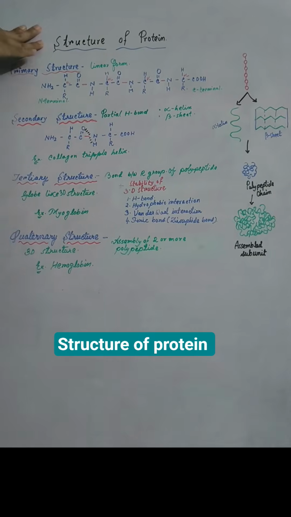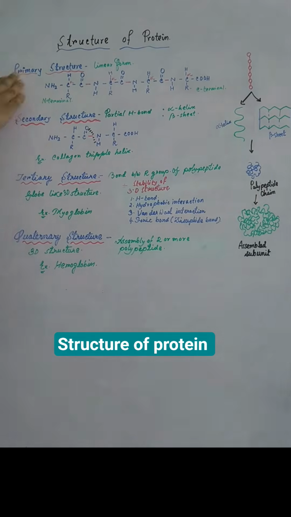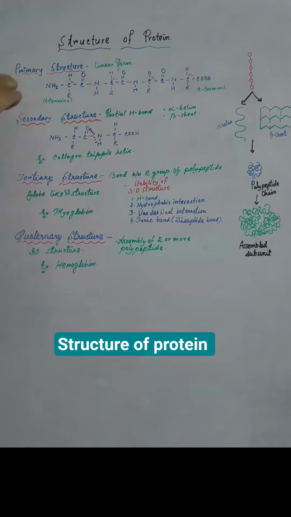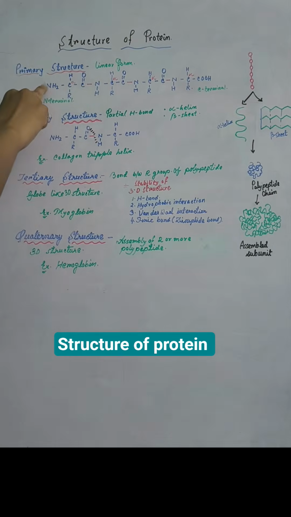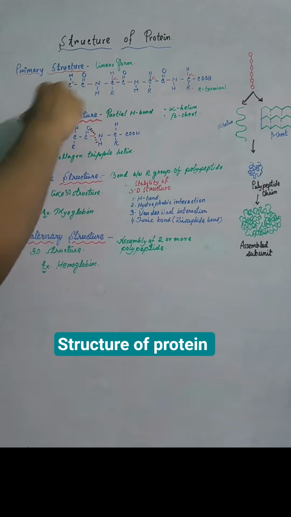So here, in this video, we learn about the structure of protein. There are mainly four types of structure we have seen: primary, secondary, tertiary, and quaternary. Now, primary structure is a linear form where the amino acids are joined by the peptide bond, forming a linear structure here.